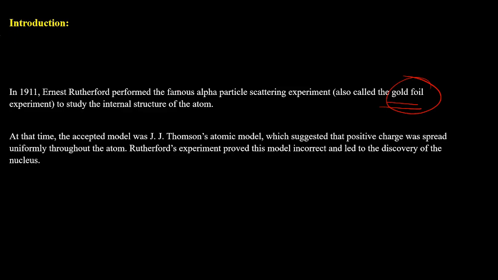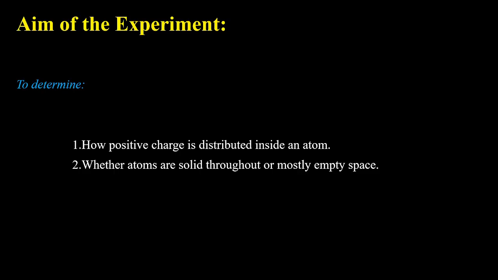At that time, the accepted model was J.J. Thomson's atomic model, which suggested that positive charge was spread uniformly throughout the atom. Rutherford's experiment proved this model incorrect and led to the discovery of the nucleus. The aim of this experiment was to determine how the positive charge inside the atom is distributed, whether atoms are solid throughout or mostly empty space. So these kinds of things were in the mind of Rutherford and his co-workers like Davisson and Germer.